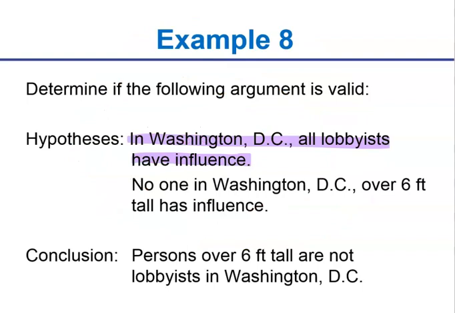And I'm going to use my pen and change it to some other fancy color. Okay. No one in Washington, D.C. over 6 feet tall has influence. So we're still inside Washington, D.C. Good news. It says no one over 6 feet tall has influence. So I need to put these people over 6 feet tall somewhere. And you know what I do? I don't put them in the influence circle.